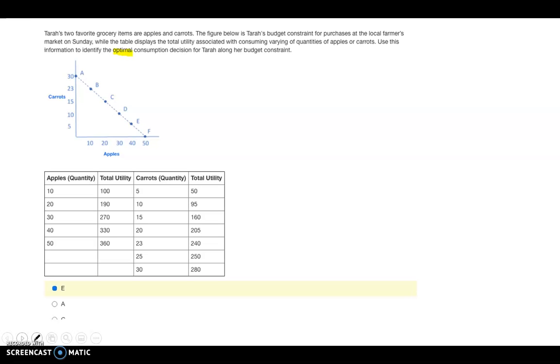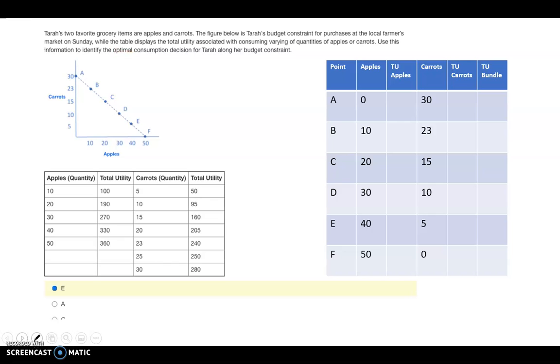Remember, whenever we see optimal consumption decision, that means we're looking for the highest utility. Now, the other thing, the twist that this one throws at us, is that it doesn't set up our feasible bundles. So we're going to have to take these points and translate them out, which I've done on this next slide.